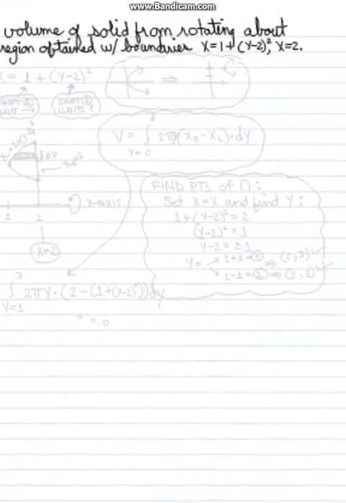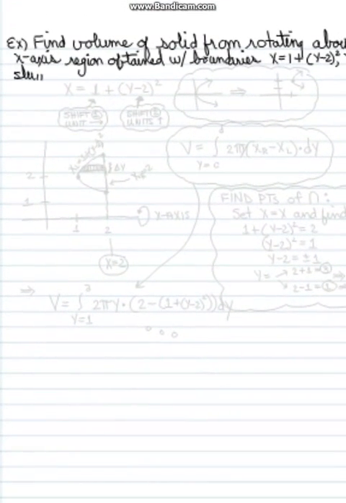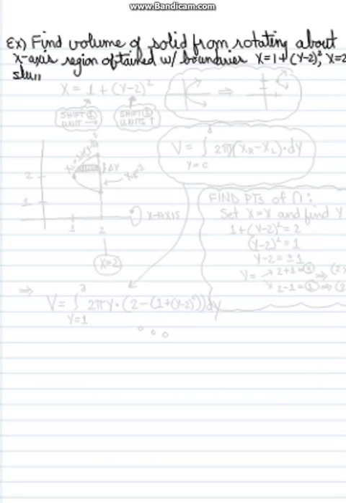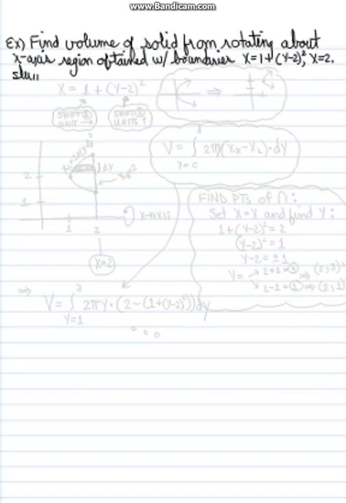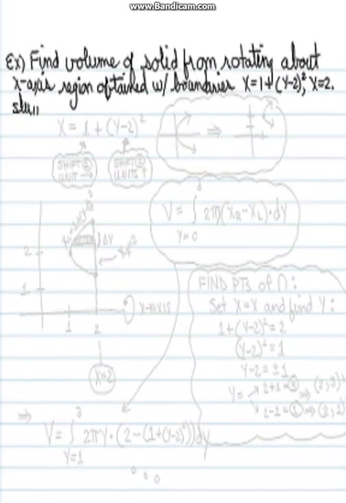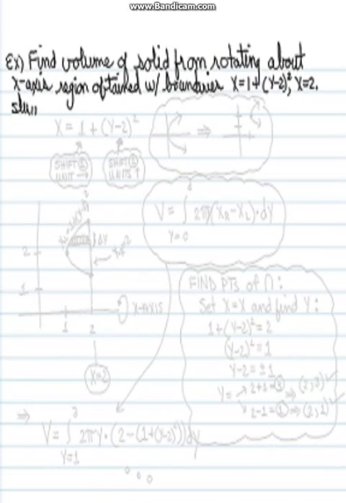Okay, let me resize the screen here, and we'll get this example started. In this example, we're asked to find the volume of the solid from rotating about the x-axis. That tells you which one of those to look at in the previous notes. We're going to rotate about the x-axis the region bounded by x equals 1 plus (y minus 2) squared, and the line x equals 2.